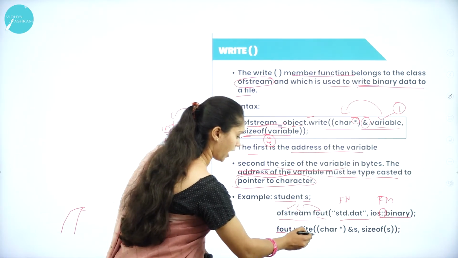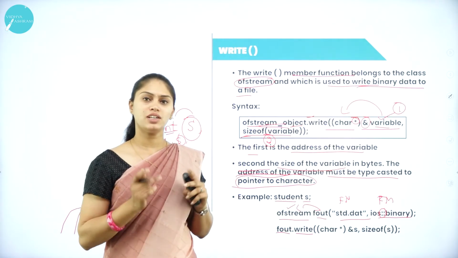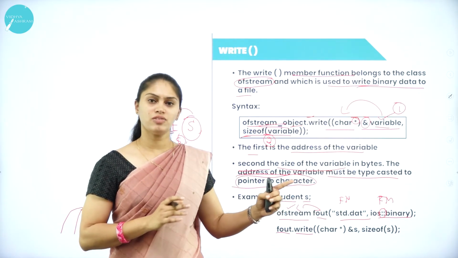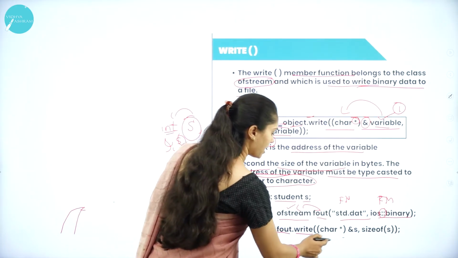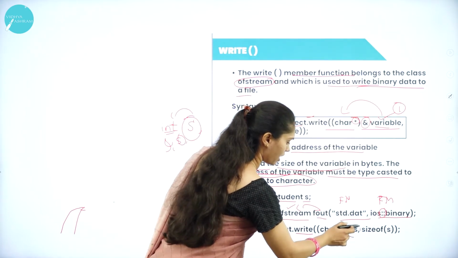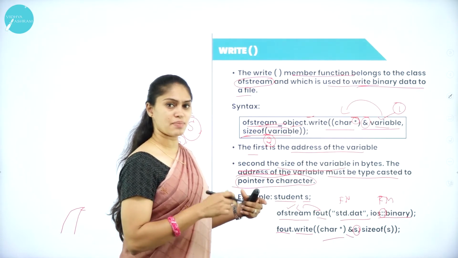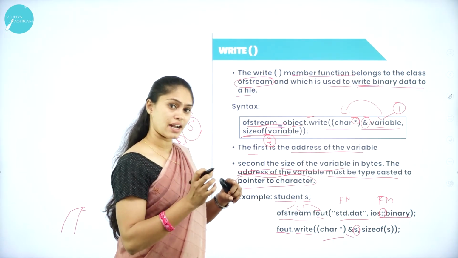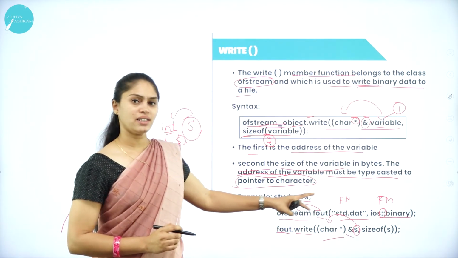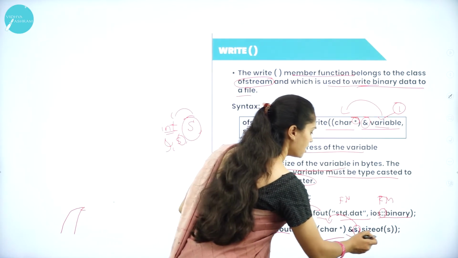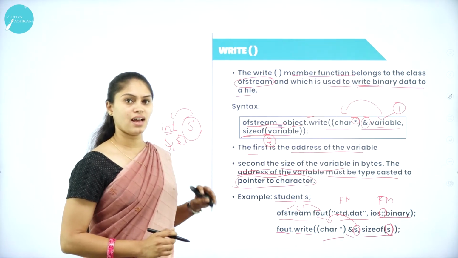fout.write. Write is a member function here, and what must be the parameters? I have to send two parameters. One is the address of the variable and another one is the size of the variable. So here, char star: whatever the address of this variable s is, that address will be typecasted as a pointer variable, and I am specifying the size of s. The size must be in bytes.